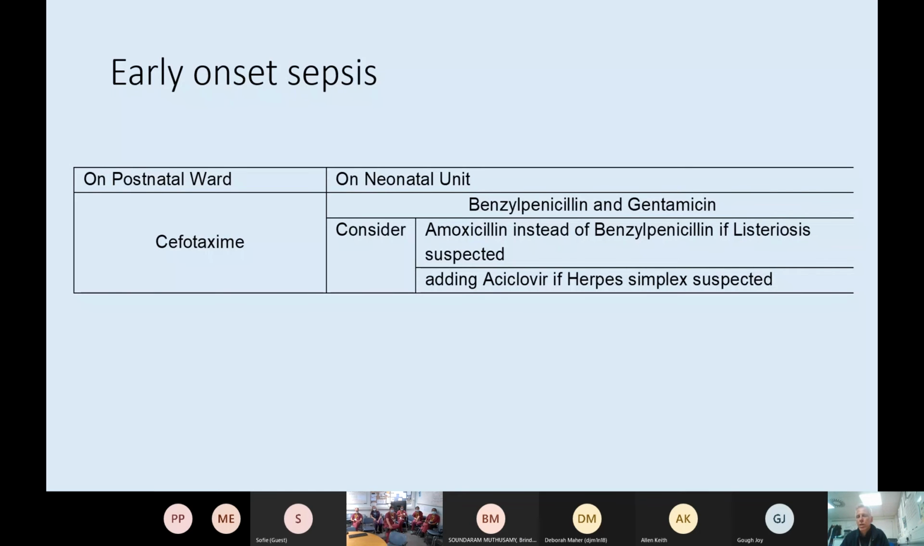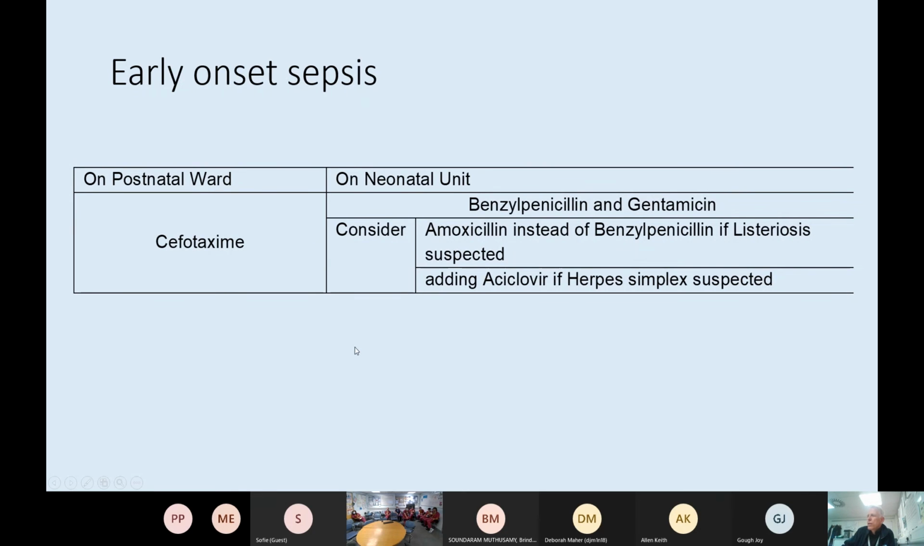And fortunately, it's likely that benzylpenicillin is adequate treatment for listeria. Actually, I think most microbiologists will say that once you've proven a baby to have listeria, you should change to amoxicillin. But benzylpenicillin has adequate activity against listeria to be a useful starting point. So I wouldn't worry too much if you're entertaining the idea of listeriosis if you start a baby on benzylpenicillin.